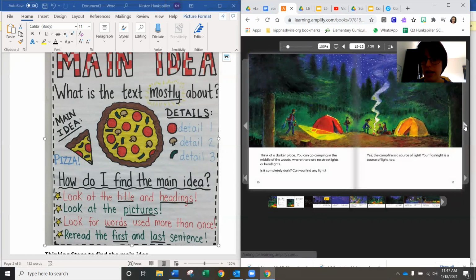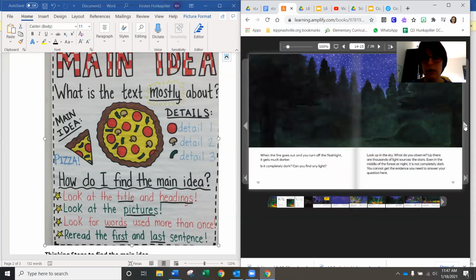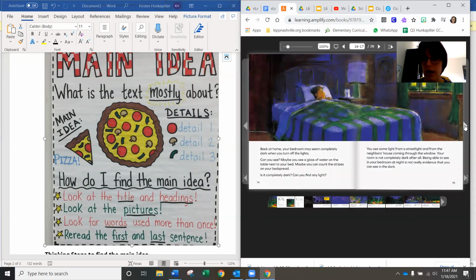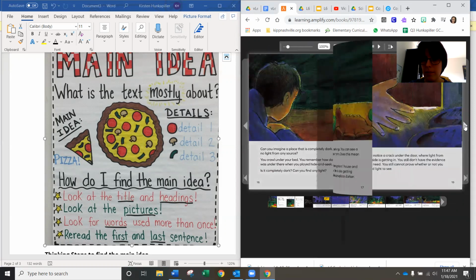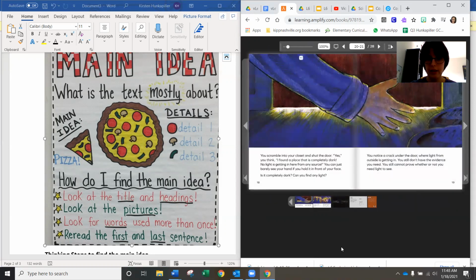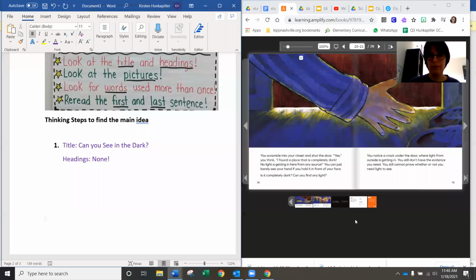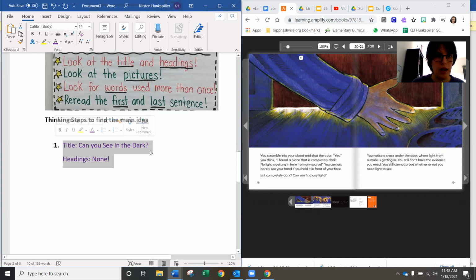Are there any headings here? I don't see any headings. I'm just flipping through to see if there are any headings above the text. Nope, no headings. Okay, so I'm going to write down the title and the fact that there are no headings. Okay, great. So the first step is done. We have written down, Can You See in the Dark, which is the title, and there are no headings. So I wrote none.